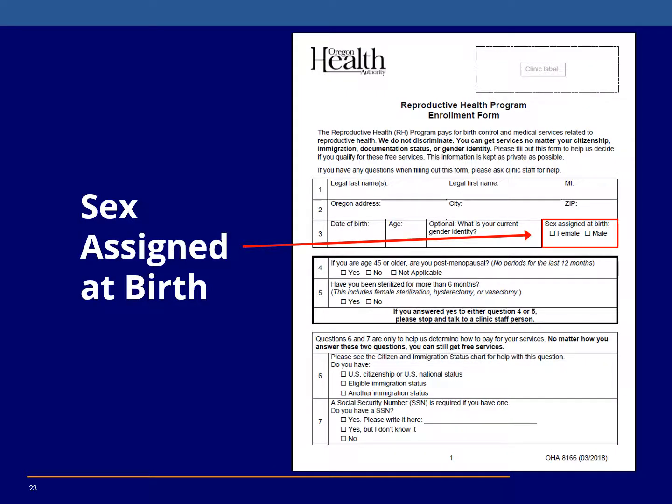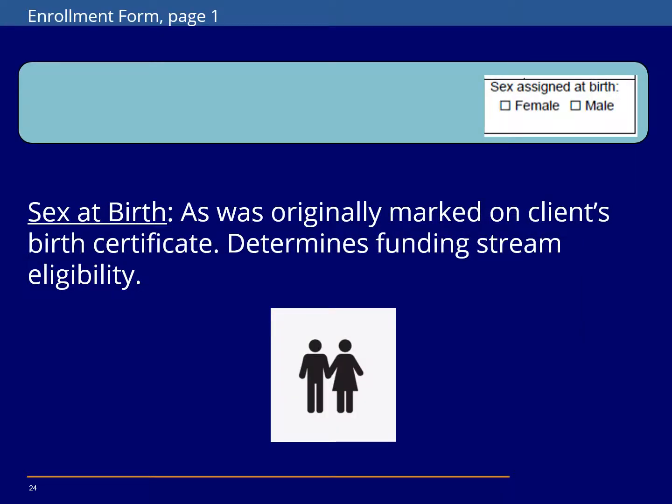Next, we ask for the client's sex assigned at birth. This is the client's sex as was marked on their birth certificate. We need this to determine the correct funding source for the client's services, because if you remember, REA can only be used if the client is female-bodied.